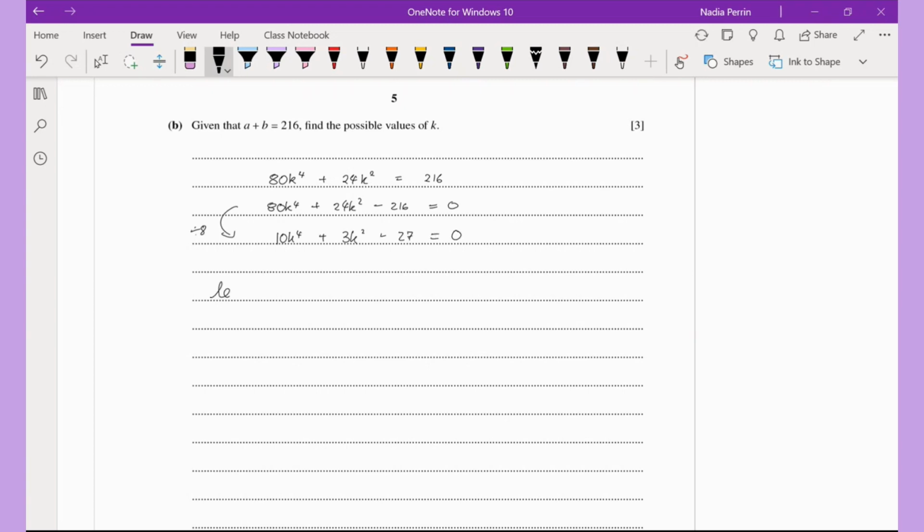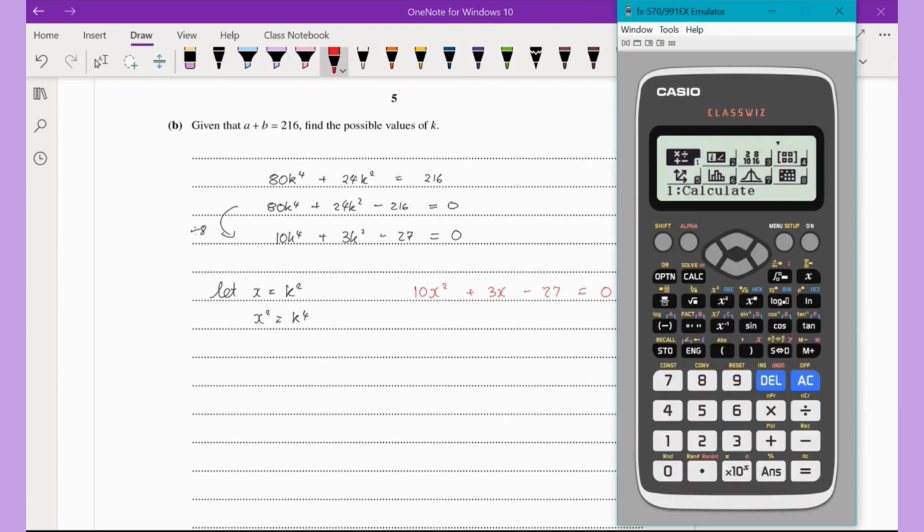So I'm going to let x equal k squared. If x equals k squared, hopefully it makes sense that x squared will equal k to the power of 4. So this equation will now become 10x squared plus 3x minus 27. Now at this point, you can just chuck it straight into your calculator. You're choosing polynomial, you're choosing second degree, and you would literally just type it in. And you would get 1.5 and -9/5.